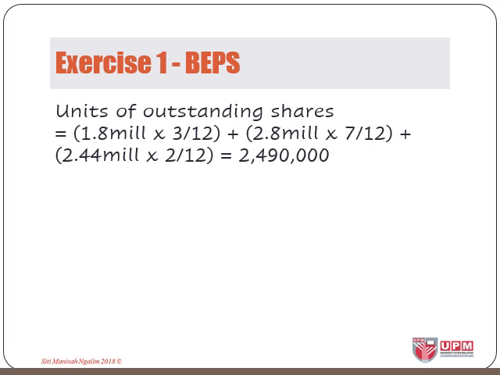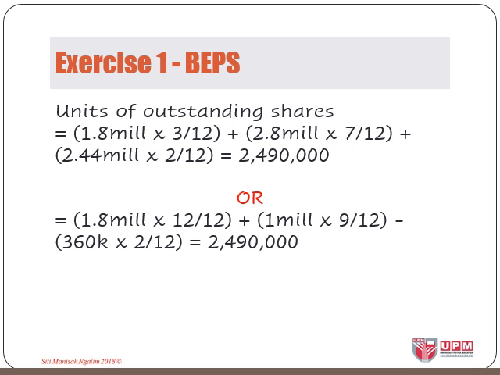To calculate the basic EPS, we start off with calculating the denominator, as it is the one who needs some adjustments. We have 1.8 million units of shares at the beginning of the year, and this amount remained in the company for 3 months from January to March. At the end of March, the company issued new shares amounted to 1 million units of shares, resulting in a total of 2.8 million units of shares, and this amount remained in the company for 7 months from April to October. And finally, the company bought back 360,000 units of shares, resulting in a balance of 2.44 million, and that total remained in the company for 2 months. We end up with a total number of shares of 2.49 million units.